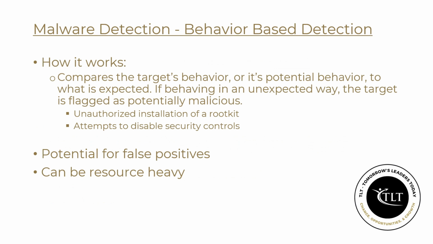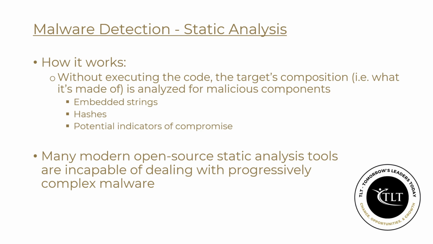Behavior-based detection is somewhat similar to signature-based detection, but instead of comparing signatures, this method compares expected behaviors of the target to how it's actually performing. For example, a simple note-taking software that attempts to install a rootkit or disable security controls will be flagged as suspicious. Because this method uses real-time monitoring to track behaviors, it can be resource-heavy and slow down system performance. Static analysis is a signature-based approach that involves studying the target's constitution without running the code.